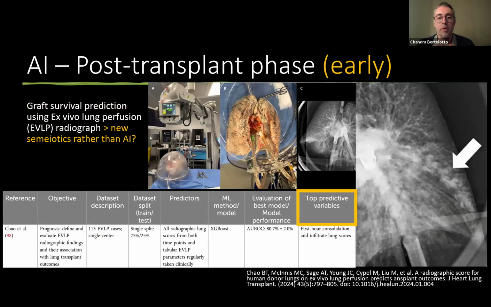Speaking of post-transplant phase, let's move to the early phase and see this article from Chow and colleagues about the ex vivo lung perfusion radiograph. They use AI to predict the evolution, the rejection and the survival of the graft from this radiograph, but actually they came out more with new radiological semiotics. So AI can also help to discover new semiotics in our images, rather than actually give us a tool to replace our job.